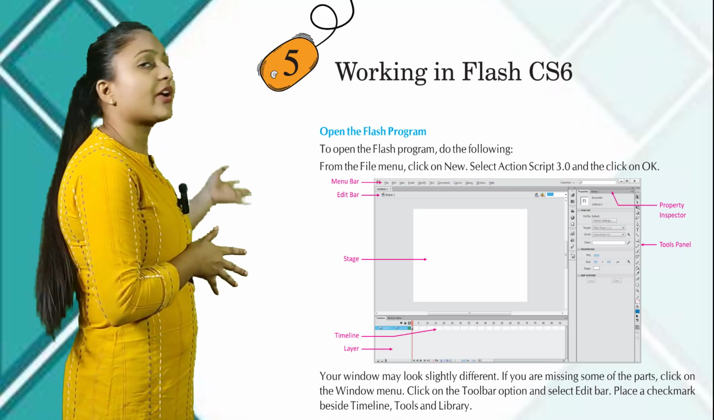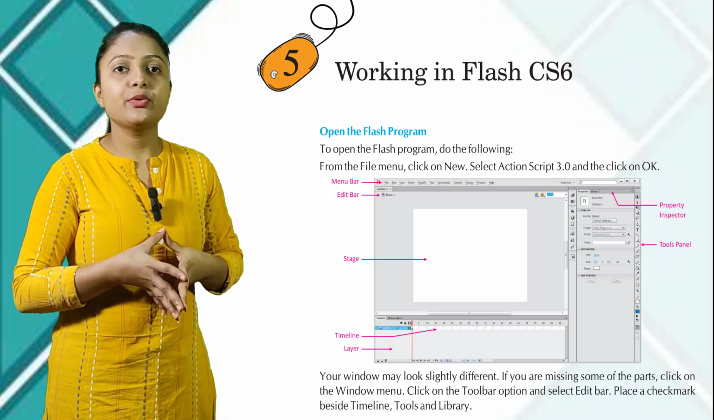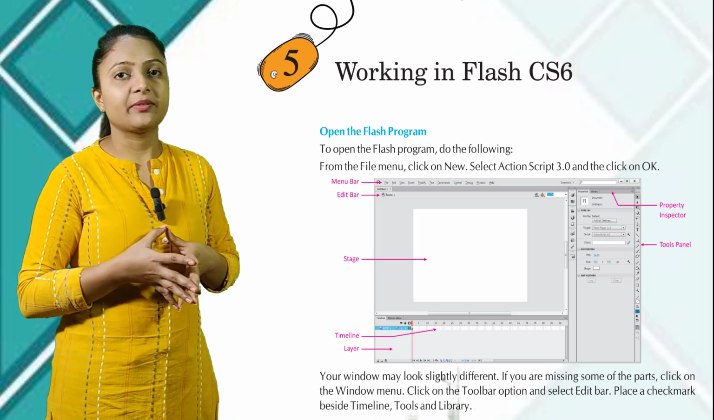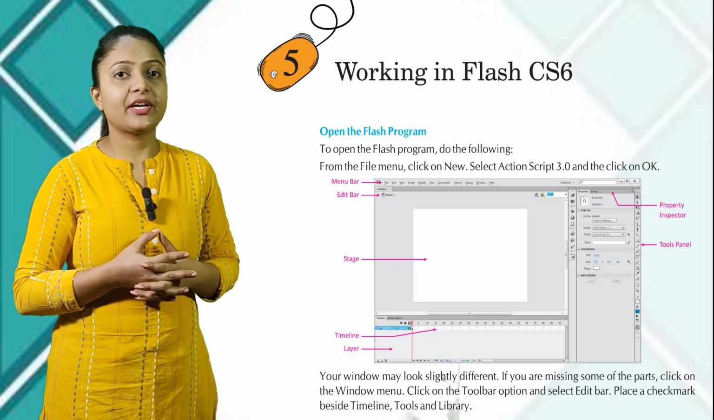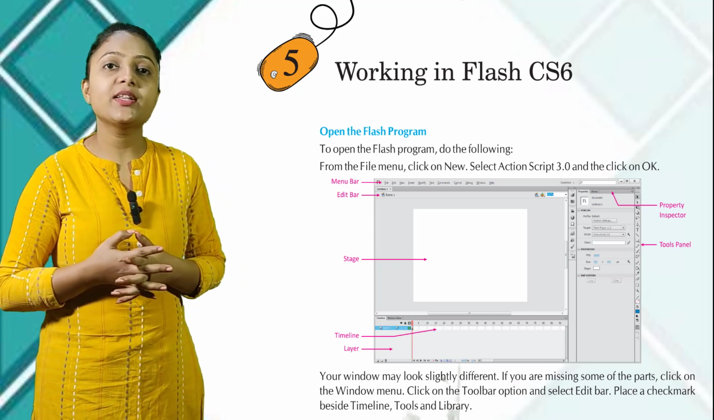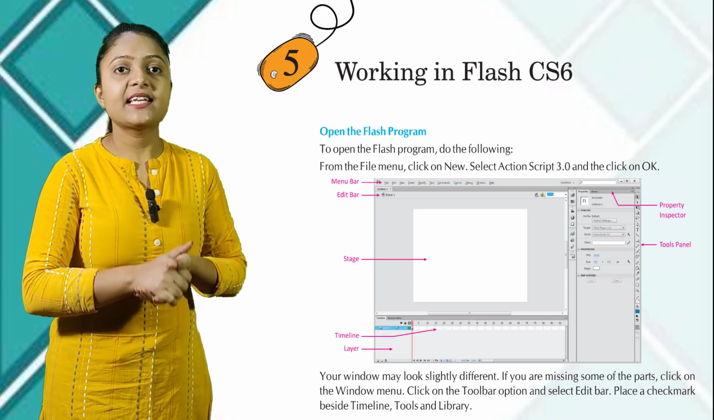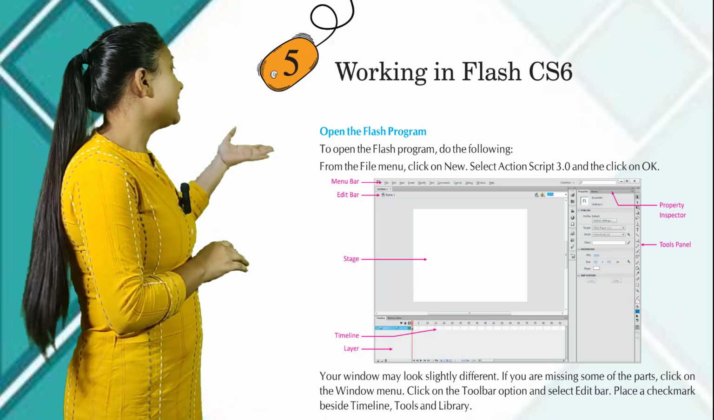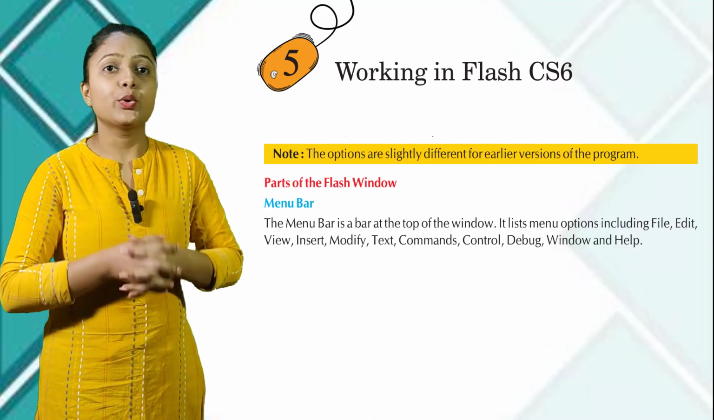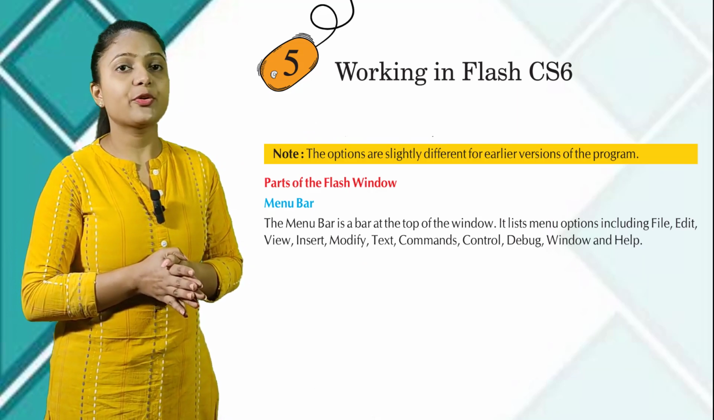Open the Flash program. To open the Flash program, do the following. From the File menu, click on New, select ActionScript 3.0 and then click on OK. Your window may look slightly different. If you are missing some of the parts, click on the Window menu, click on the Toolbar option and select Edit Bar. Place a check mark beside Timeline, Tools and Library. Note, the options are slightly different for earlier versions of the program.